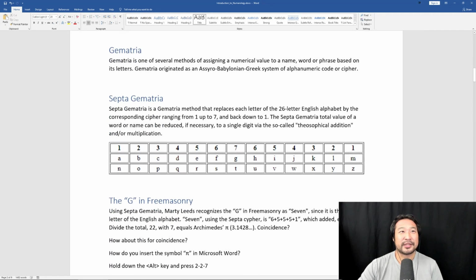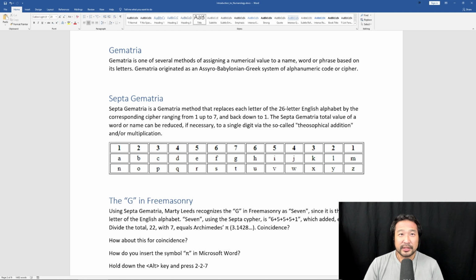Okay, so Gematria is one of several methods of assigning a numerical value to a name, word, or phrase based on its letters. Gematria originated as an Assyro-Babylonian Greek system of alphanumeric code or ciphers. So the Septa Gematria, and this is where I found it, was by watching Marty Leeds.